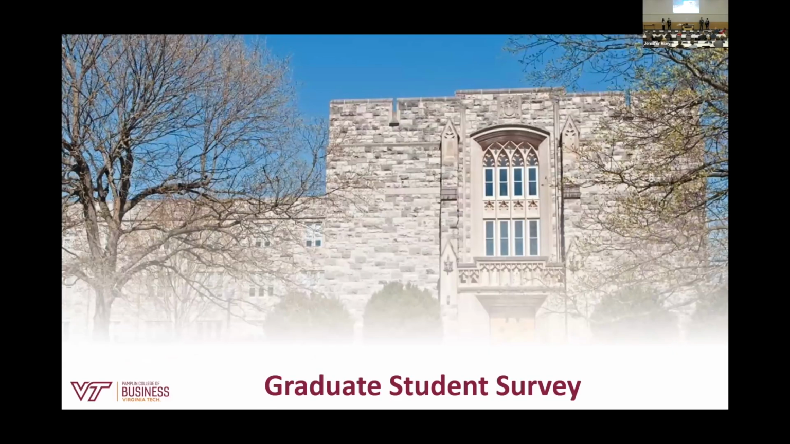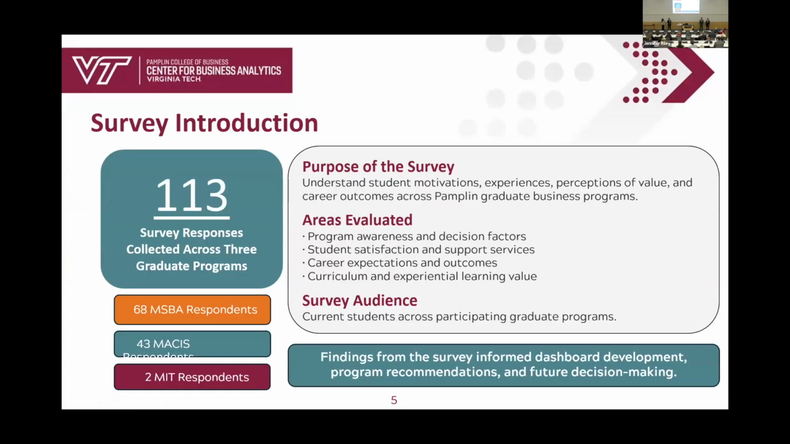Thanks, Andrea. Before we dive into the findings of the survey, our team wanted to give a quick overview of what the survey was and why we conducted it. Our team received a plethora of graduate outcome data from the program directors, but due to FERPA constraints, we couldn't receive the same level of data from everyone. To capture some more Pamplin voices, we decided to create a standardized survey to better understand who our students are, where they come from, and what their career outcomes actually look like. We sent our survey out to 5 graduate programs and received 113 responses across 3 of them, with the majority being in MSBA-BA and MACES and 2 respondents from MIT.